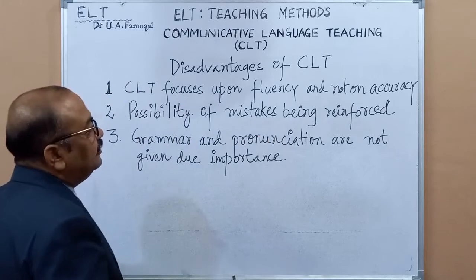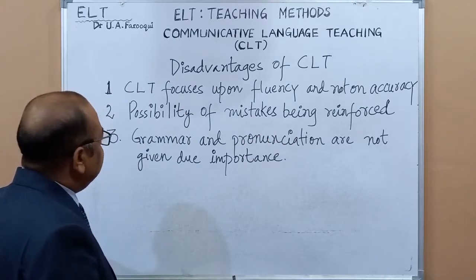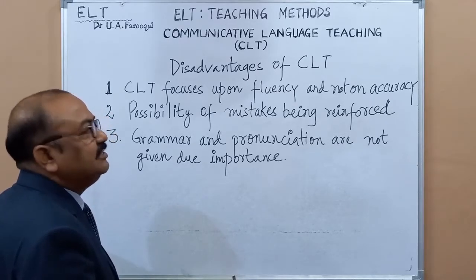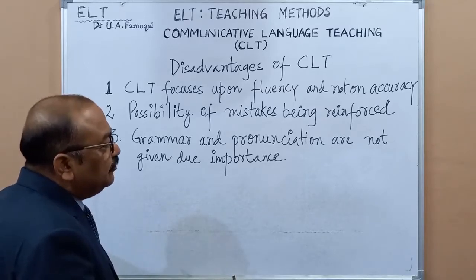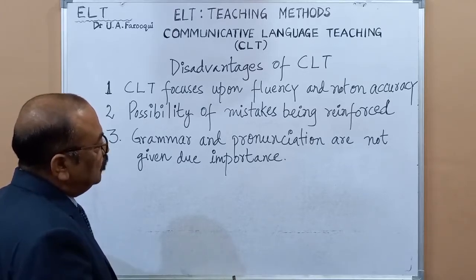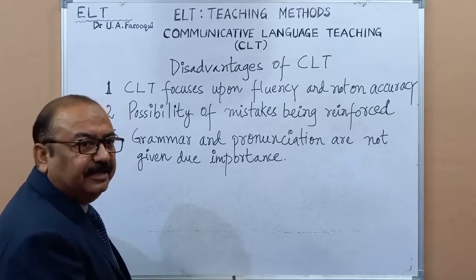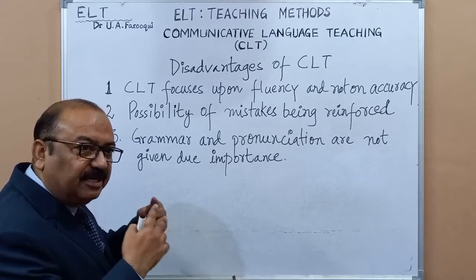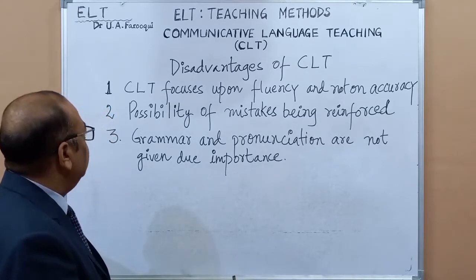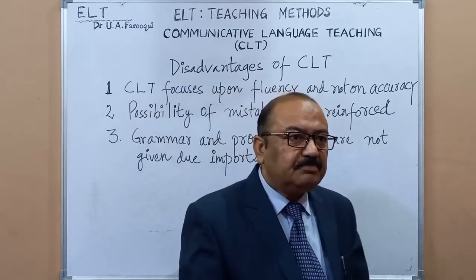Okay, grammar and pronunciation are not given due importance in CLT. What is given importance? What is given predominance? Speech is given predominance. Communicative importance is given predominance, or say interaction is given. The two main things here are interaction and communicative competence. They are given importance. Grammar and pronunciation are not given due importance.